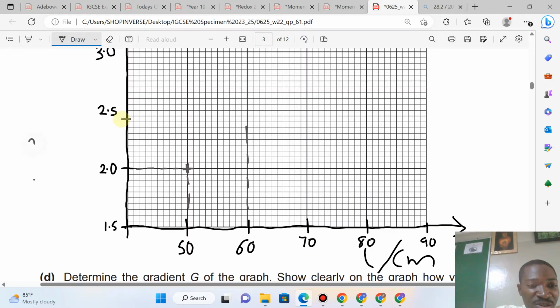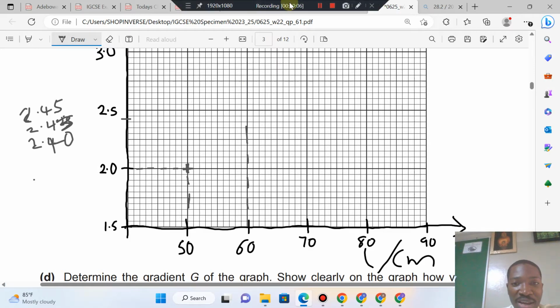Yeah, first we have 2.4, and the next division after 2.4 is 2.45. Okay, this 2.4 can be taken as 2.40. So between this 2.40 and 2.45, we will have 2.425, which is approximately 2.43. So 2.43 is taken as this division here between 2.4 and 2.45. So I'll draw my dotted line here.